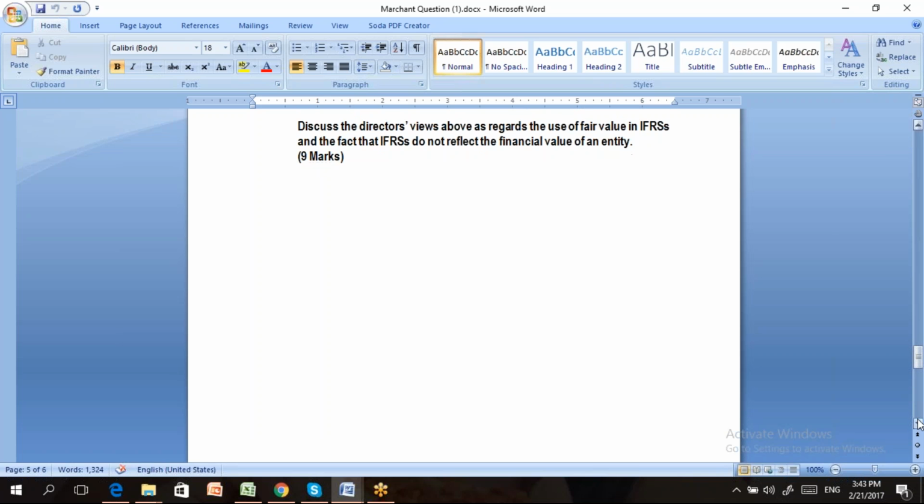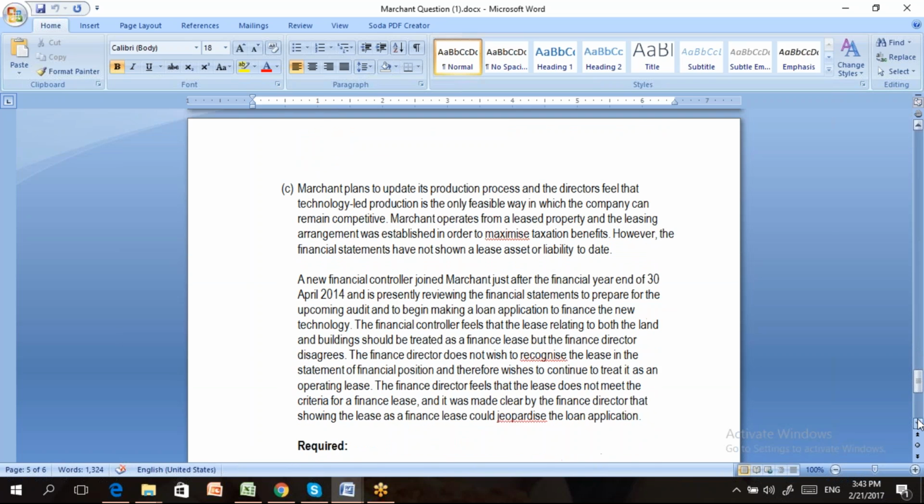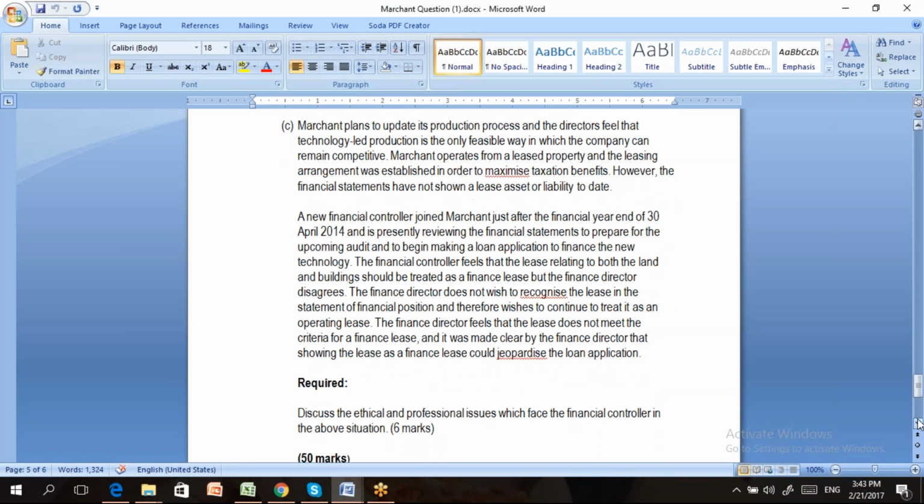Let's look at the third part of this. This was okay. This part was all right. Marchand plans to update its production processes, and the directors feel technology-led production is the only feasible way in which the company can remain competitive. Now, this is a good statement for another answer for some other question. Always, it is the technology-led production that is bringing good results. So that is why a lot of R&D should be done, and that is why we need to spend a lot on R&D, and the IAS 38 needs to be applied on the research and development expenditure.